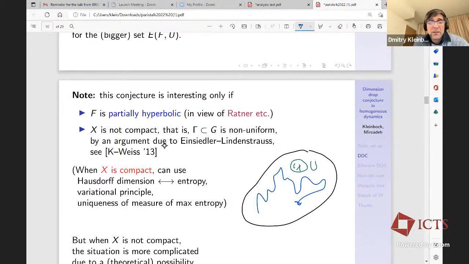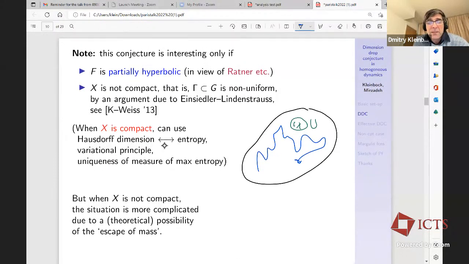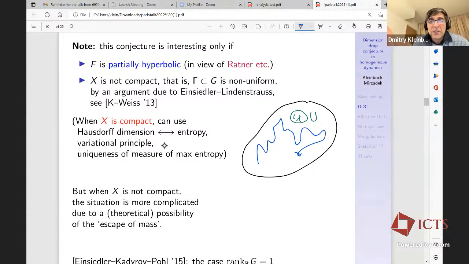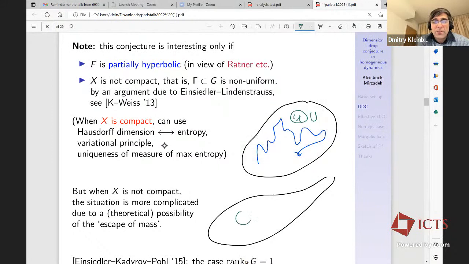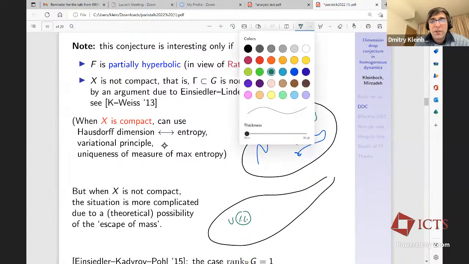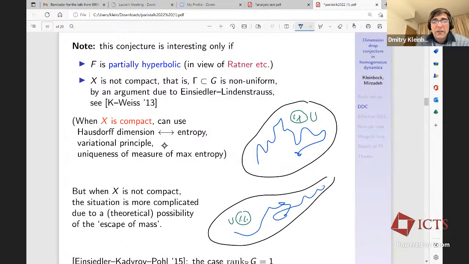But if X is not compact, this argument doesn't work, and this is what I'll be talking about in this talk, because again, you start doing this, you have this U that you want to avoid, and you're putting some invariant measure, and then it can go away, and you don't know what happens.